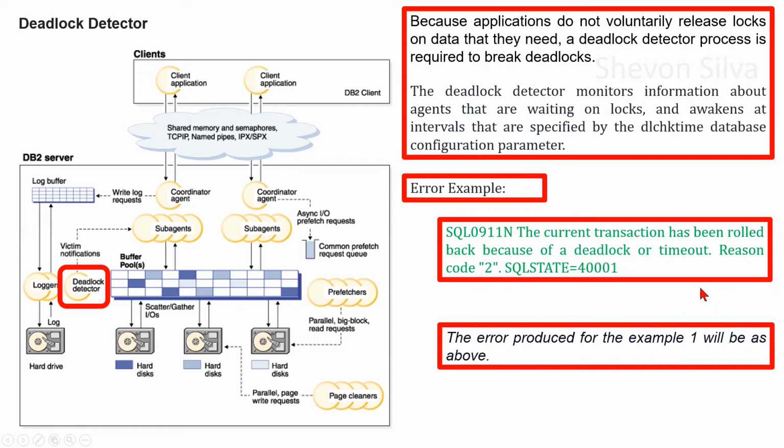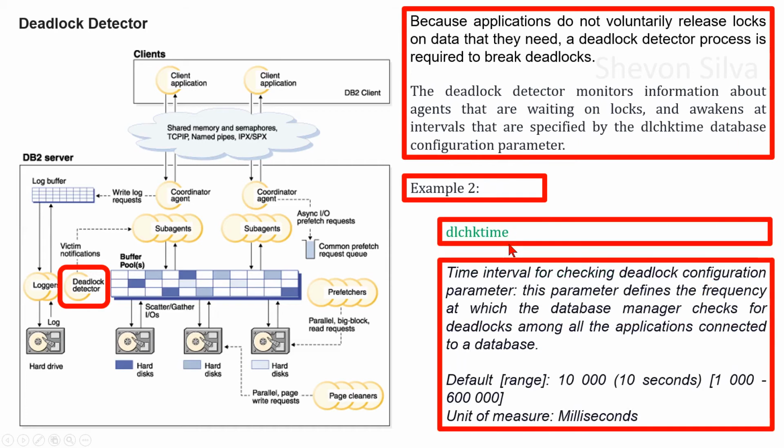So this is the error produced with that previous example, SQL0911N. The current transaction has been rolled back because of a deadlock or timeout. Reason code 2, SQLSTATE equals 40001. We can consider DLCHKTIME as an example.